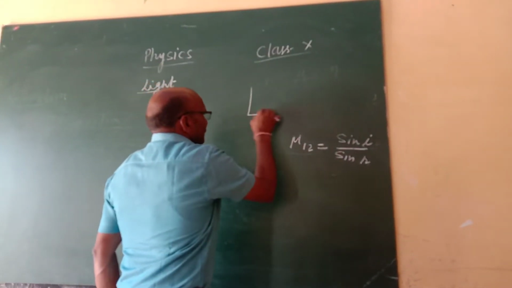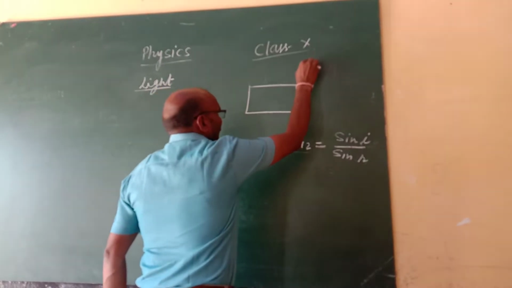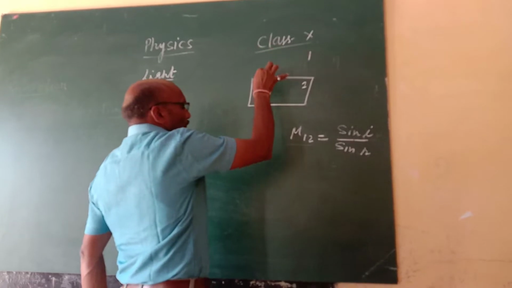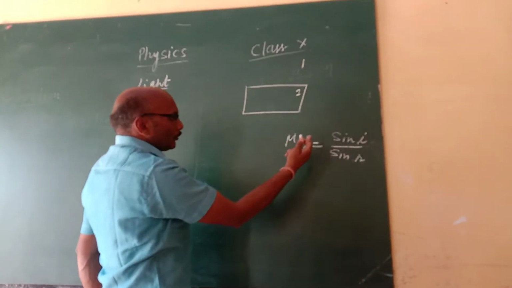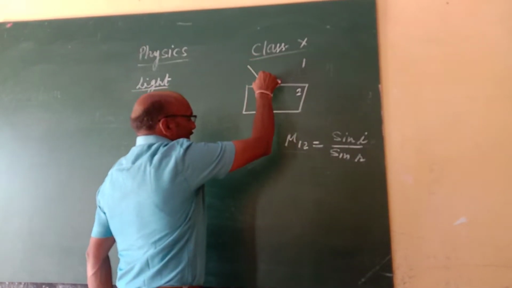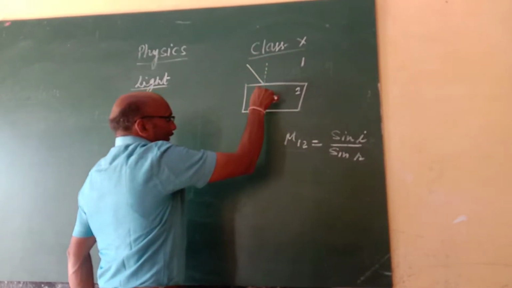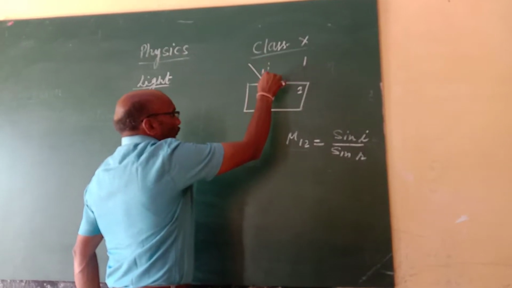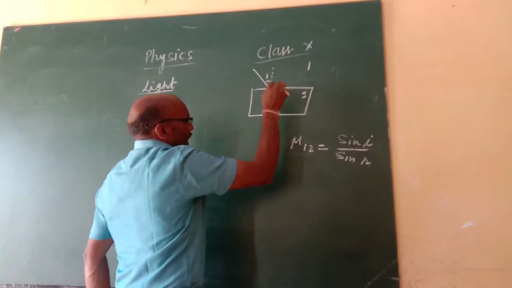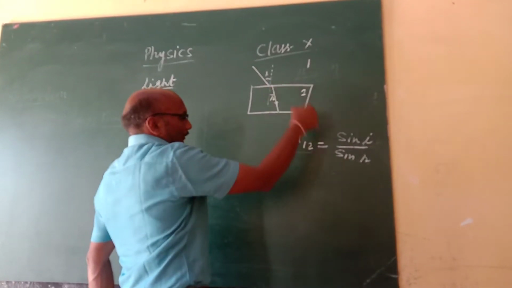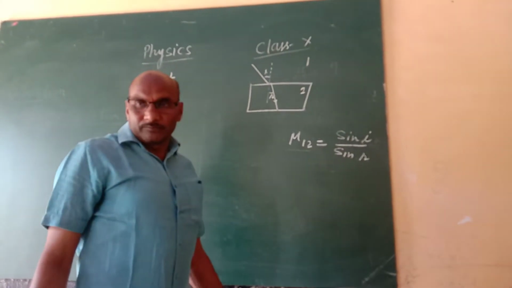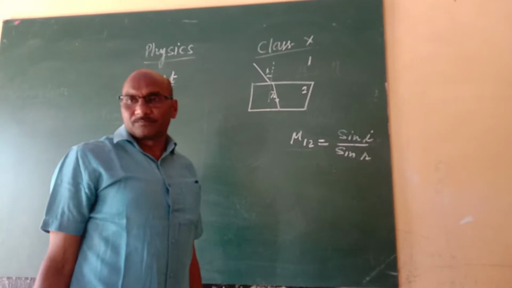Let this be one surface. This is medium number 1, this is medium number 2. Let the light be coming from 1 to 2. The refractive index of medium number 2 with respect to medium number 1 will be equal to the sine of the angle of incidence at this point. This angle is I, and this other angle is R. So this is sine I upon sine R. This is not the only formula to find the refractive index.